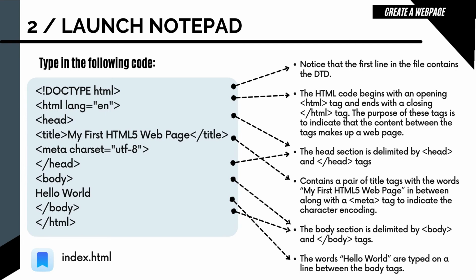Now, you are ready to create your first web page. Launch Notepad or another text editor. Type in the following code. Notice that the first line in the file contains the DTD. The HTML code begins with an opening HTML tag and ends with a closing /HTML tag. The purpose of these tags is to indicate that the content between the tags makes up a web page. The head section is delimited by head and /head tags and contains a pair of title tags with the words "My First HTML5 Web Page" in between, along with a meta tag to indicate the character encoding.